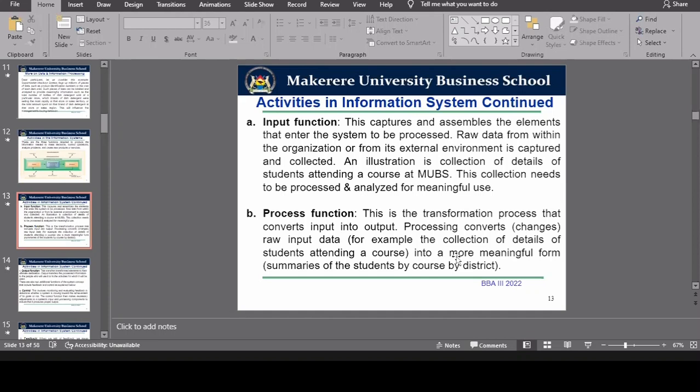Then the processing function, where we are saying it is the transformation process that converts input into output. That is, we are now moving from just data. We want now to see that data becoming information. That is where we are saying it is a transformation process that converts data, that converts input into output. The output is what we desire. That is what we desire as users, as stakeholders, as the guys that require the information.